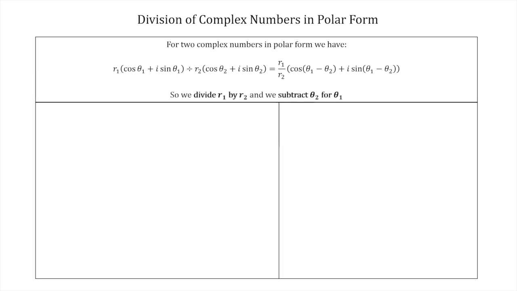So we divide r1 by r2 and we subtract theta 2 from theta 1. Again, just be careful to note that we are not dividing theta 1 by theta 2. Yes, we do divide r1 by r2, which you might expect since we're doing division. But when we divide one complex number in polar form by another, we subtract the argument of the second from the first. We don't divide, so we don't have theta 1 divided by theta 2. We have theta 1 minus theta 2.